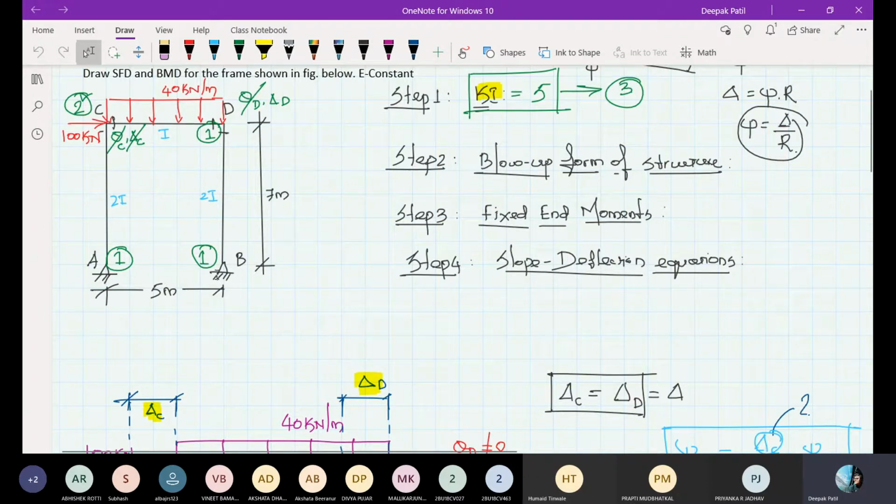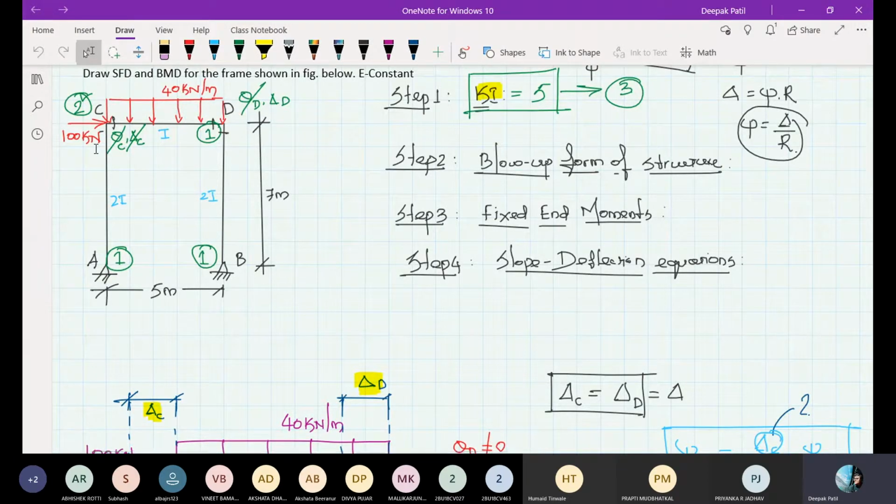Now there is one more thing you should note down here, which is very important. This 100 kilonewton is actually acting at the joint C. It is not acting on any of the spans. So while calculating fixed end moments for any span, you should not consider this 100 kilonewton. Please keep that in mind.